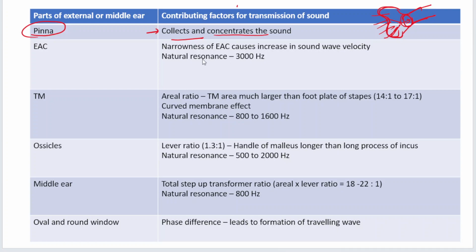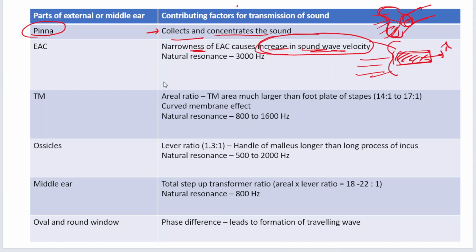The external auditory canal, because of its narrowness, causes an increase in sound wave velocity. The sound is coming from all over, but it has to pass through this narrow tube of the external auditory canal, so it increases the sound wave velocity, and it has a natural resonance of 3000 hertz, which we just talked about.